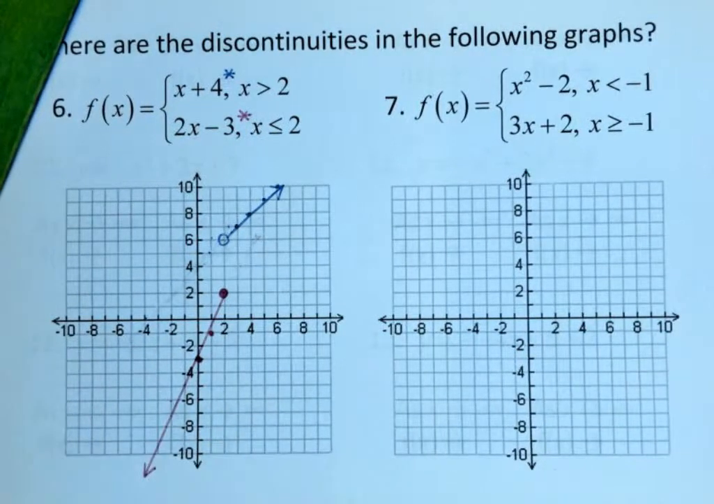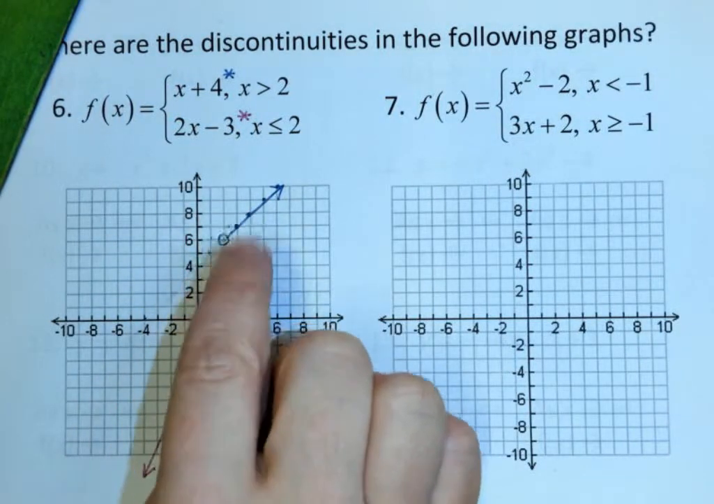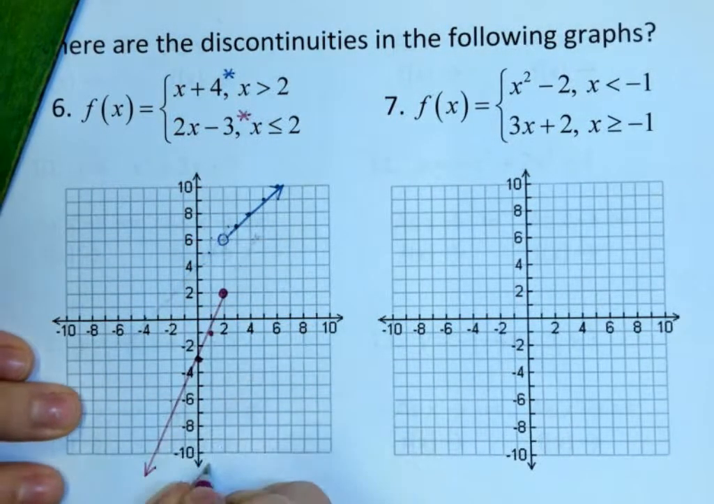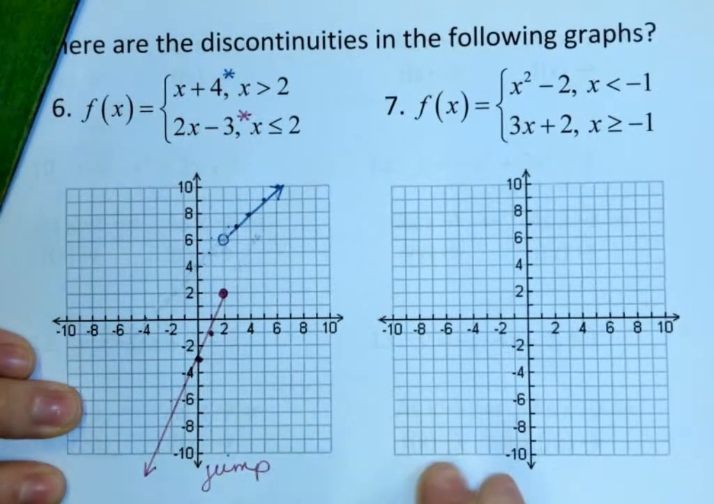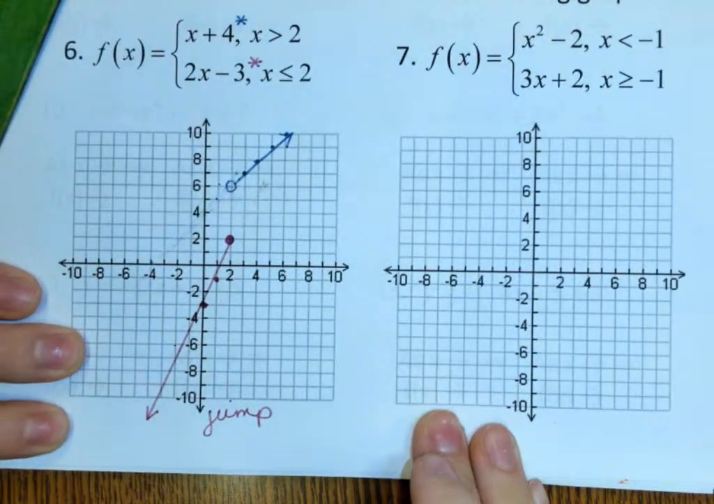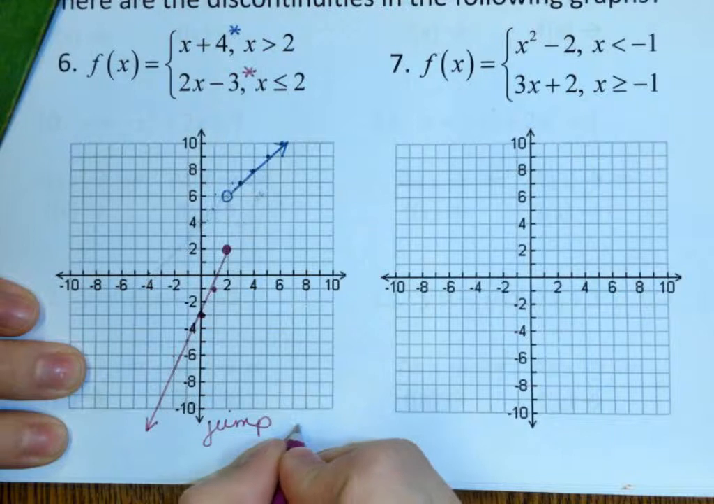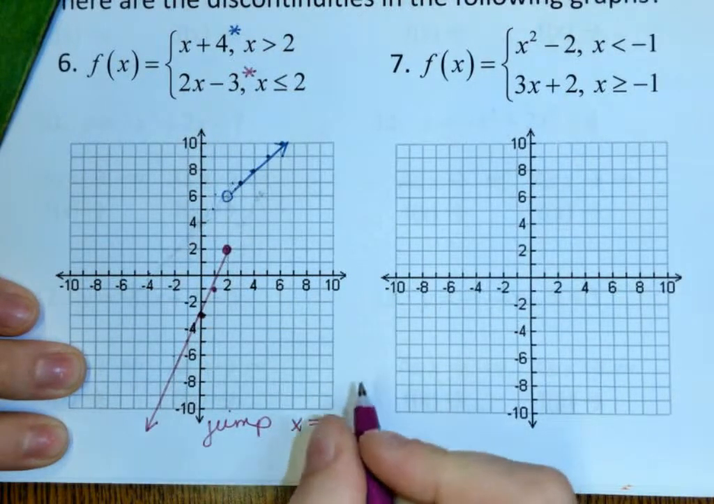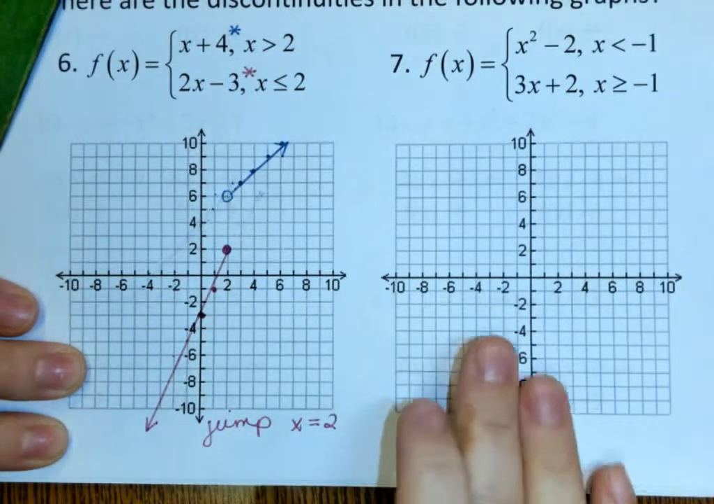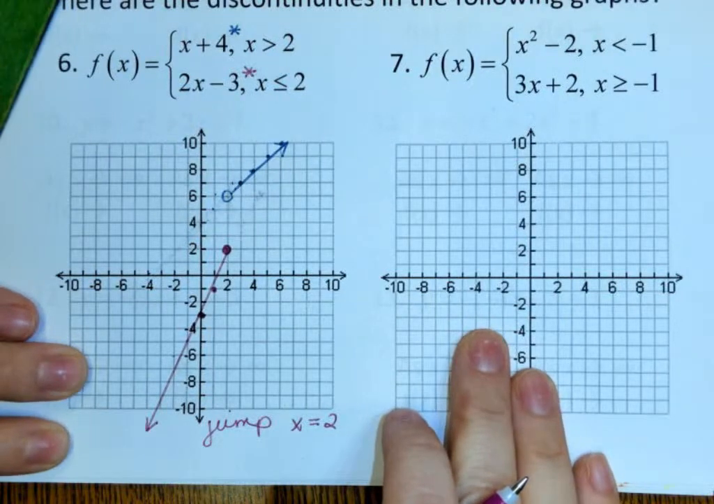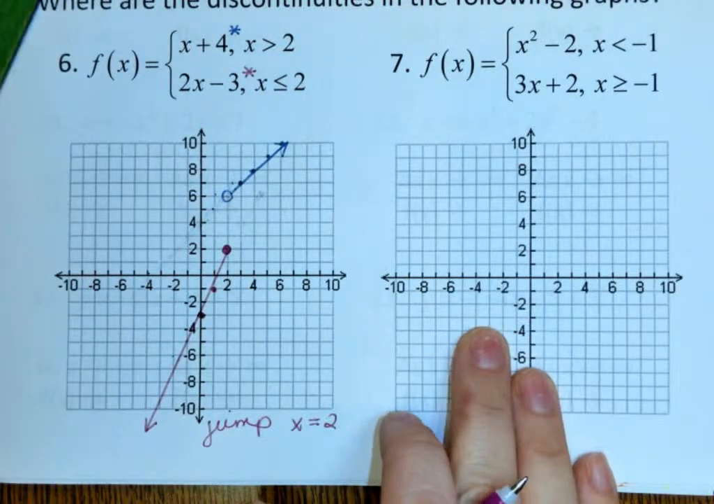So what do I have going there? What do I have here? I have a jump. And where is my jump discontinuity? X equals 2. It's okay. I appreciate you trying.